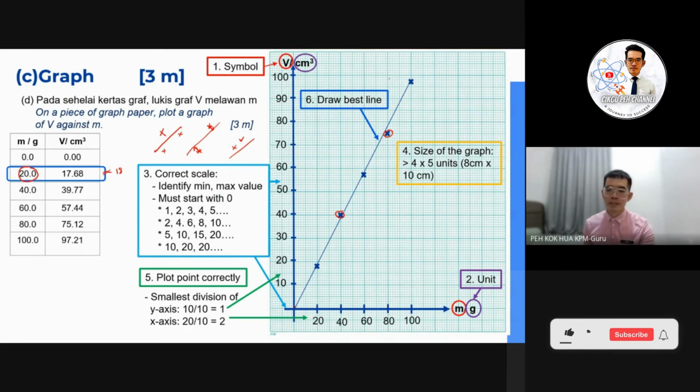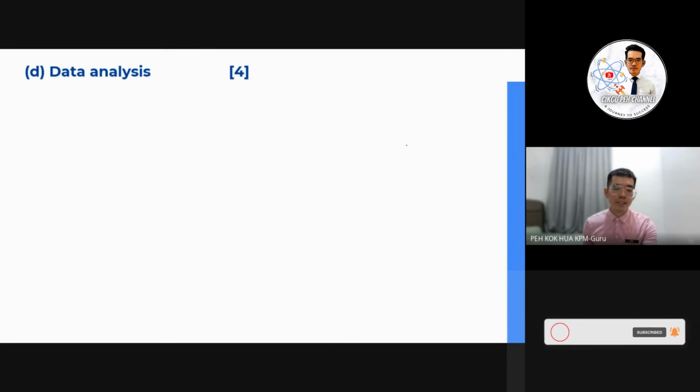Okay, so these are 6 tips for plotting the graph, and you can get the full marks if you fulfill these 6 tips here. Okay, so the next will be the data analysis. So the question I designed here will be 4 marks regarding the data analysis.